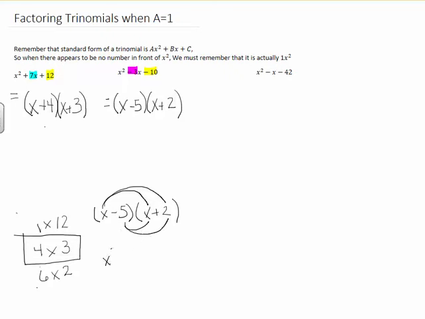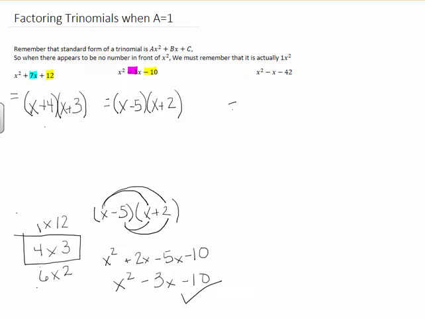So x times x is x squared. X times positive 2 is plus 2x. Minus 5 times x is negative 5x. And negative 5 times 2 is negative 10. We gather our like terms, and then we check to see that it looks like our original equation. And it is the exact same, so we know that we've done it correctly. So it's important to realize that factoring is just the opposite of expanding, and expanding is the opposite of factoring.